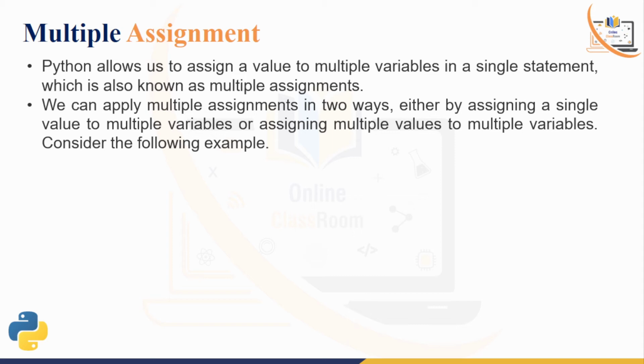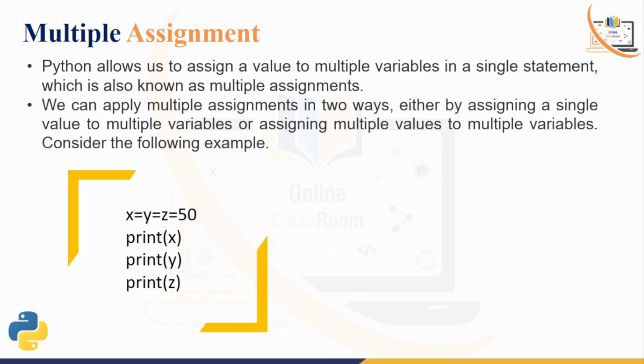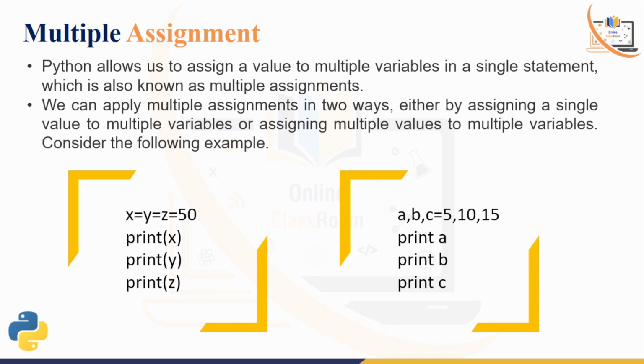Now if we consider the following example, the first one, x equals y equals z equals 50, it means the value of x equals 50, the value of y is also 50, the value of z is also 50. So that is called assigning a single value to multiple variables, right? And the next one is multiple variables, multiple values, but in a single line.